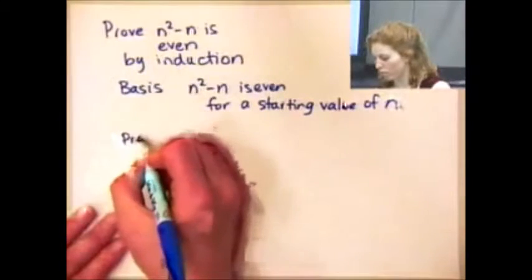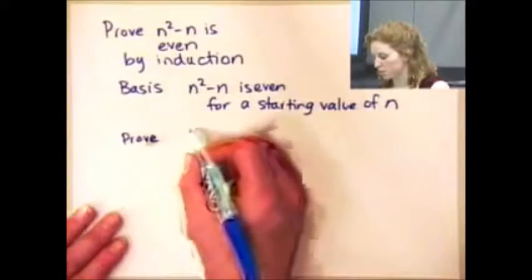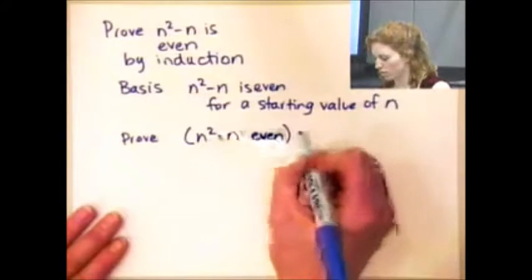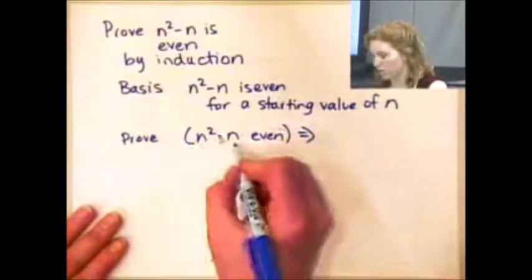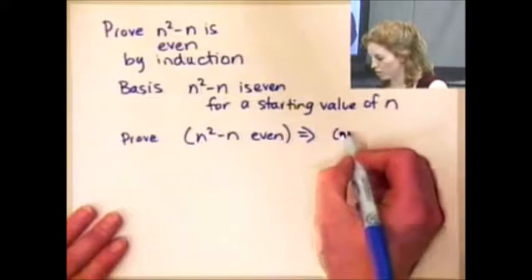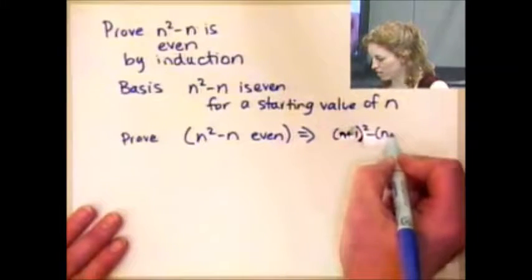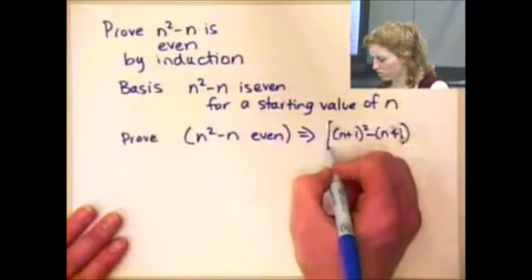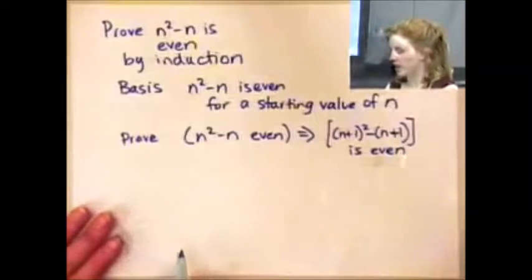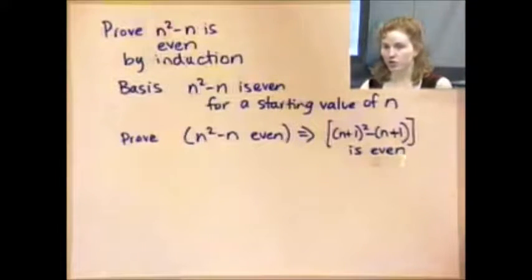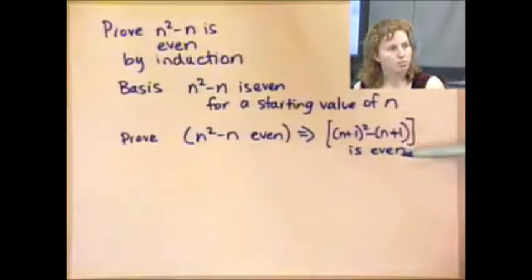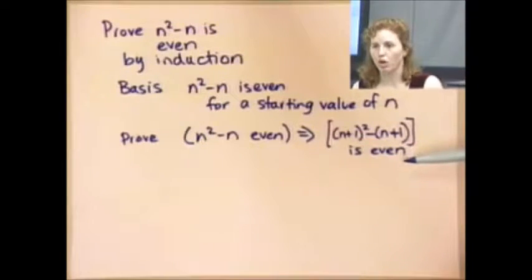And then I'm going to prove an implication. I'm going to prove that n squared minus n even logically implies that this statement for the next integer, which is n plus 1. So I'm going to put in n plus 1 everywhere I see an n. I'm going to prove that that is even. So I'm going to prove that implication. Now, if it's true for the starting value, and this implication is true no matter what n is, then by modus ponens, it's going to be true for all of the integers.